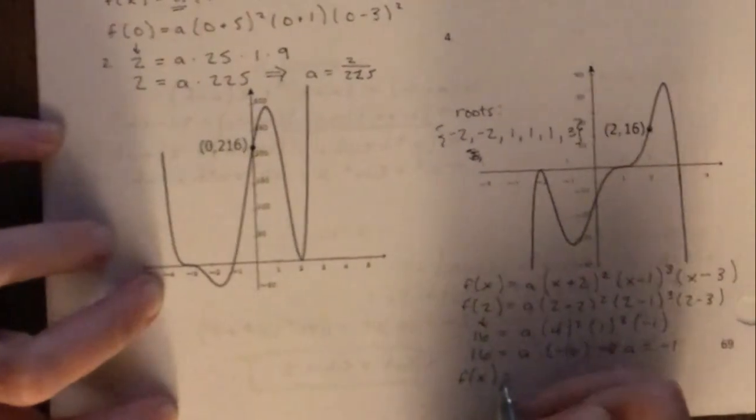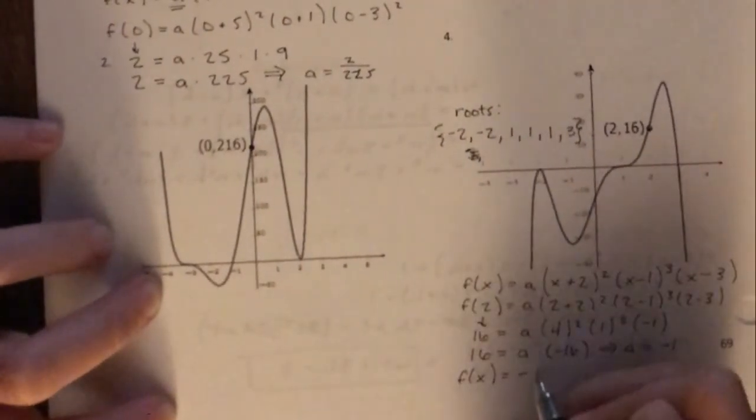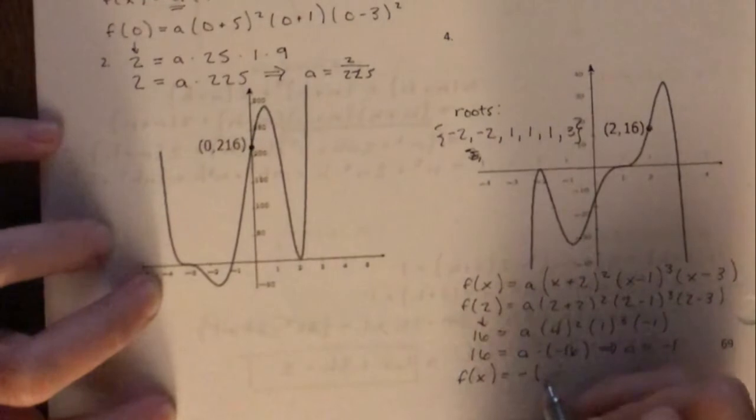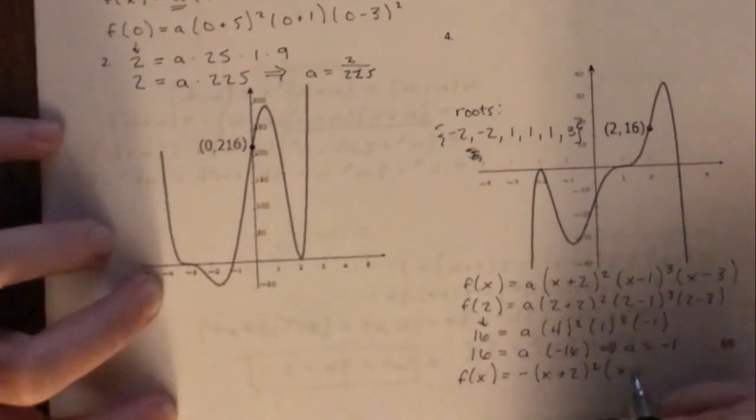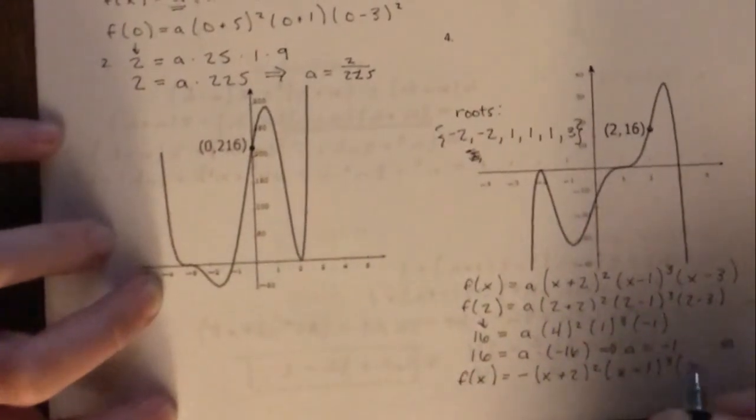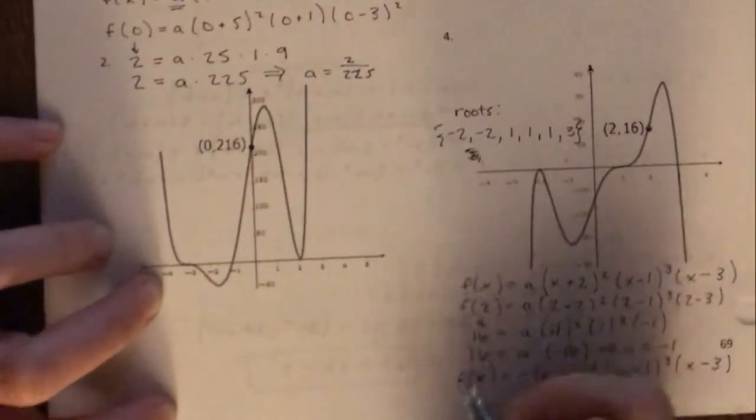So our function looks like negative x plus 2 squared, x minus 1 cubed, and x minus 3.